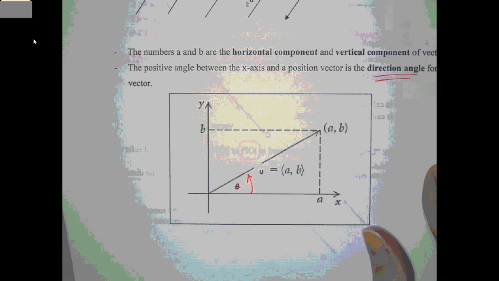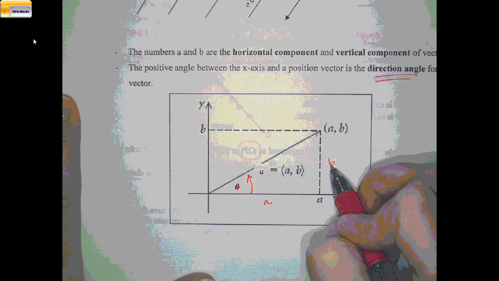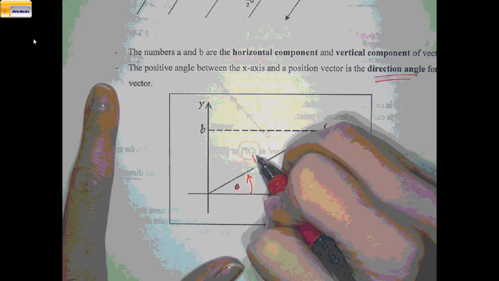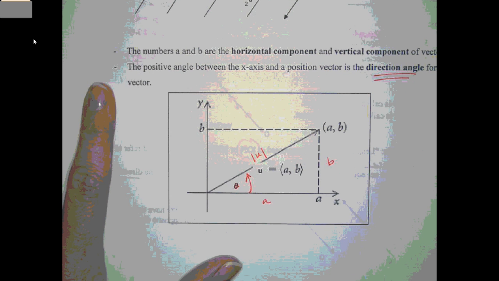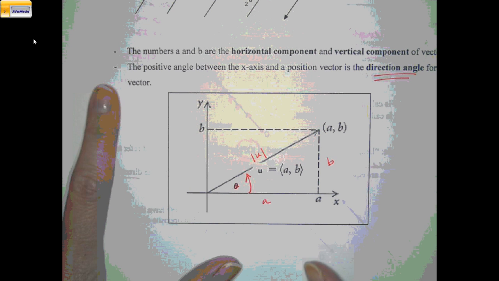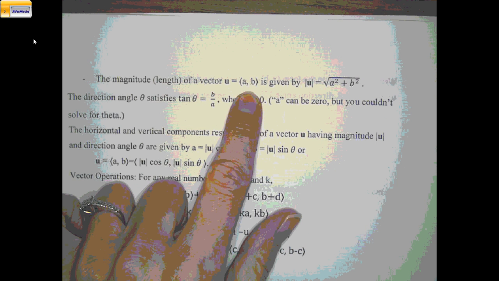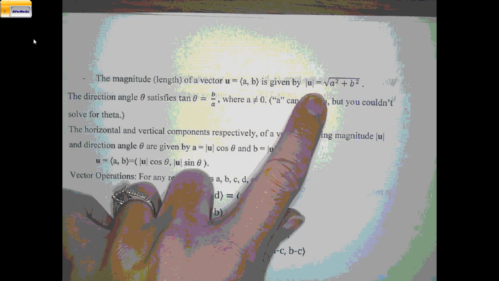If you look at your triangle here, we had to go over A and up B. So this distance is A, this distance is B, and this, we've been calling the hypotenuse. That's going to be the magnitude of vector u. Now keep this picture handy. We're going to flip back and forth just a second here. It says that the magnitude, the length of vector u, which is a comma b, is given by this right here. And you're going, oh great, a whole other formula to memorize.